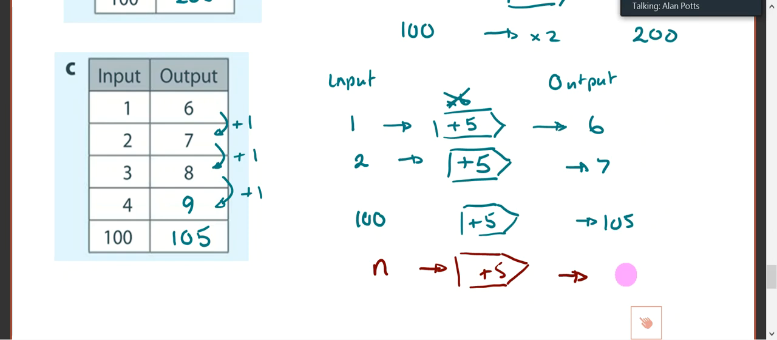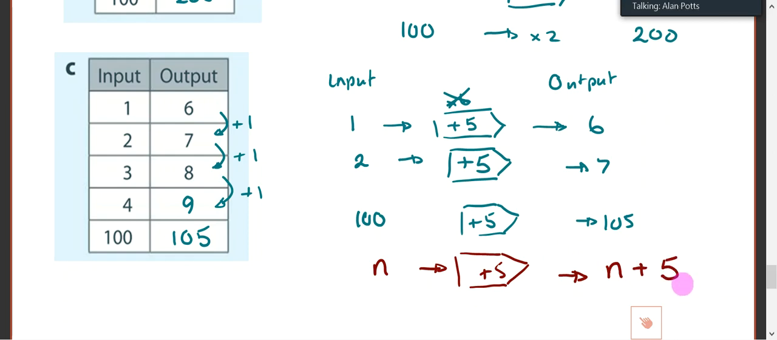Alyssa, would you like to? It really is simple: you put n in, you do this to it, what comes out? N plus 5 in this case.